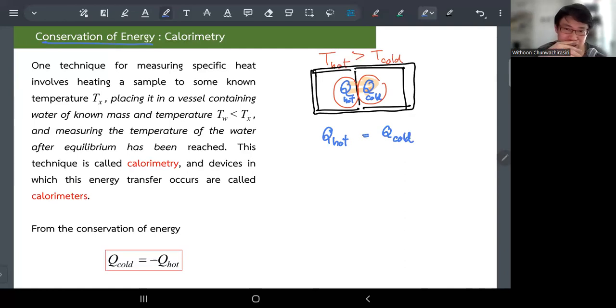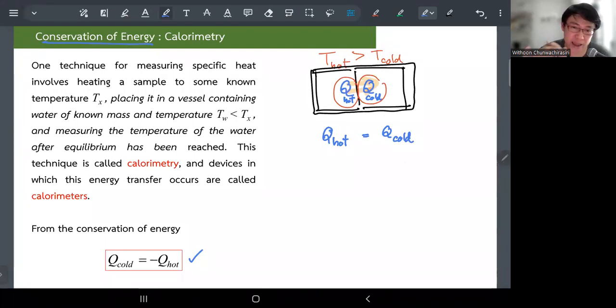With the sound effect. Do you agree with this equation? No. Why not? Why isn't it correct? Because it doesn't look like this one, right? Because of the sign. That's the key.